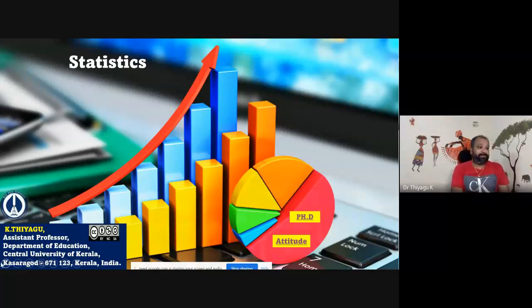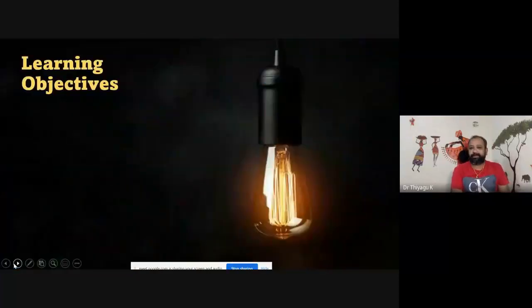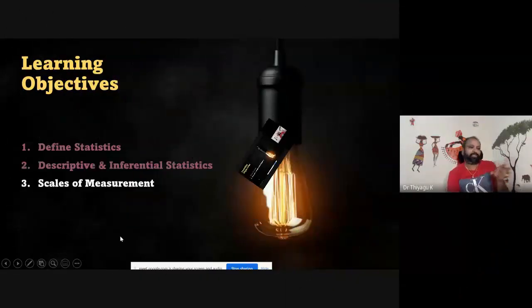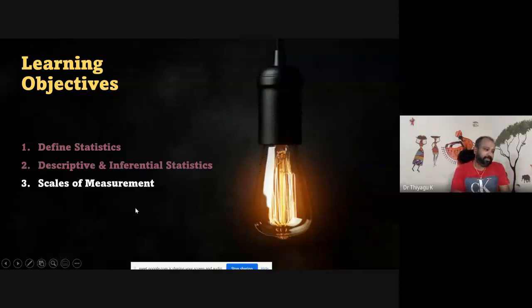Now I move on to the task. The task is very simple. Within half an hour, I finish my lecture. So the topic is: define statistics, descriptive statistics, inference statistics, and scale of measurement.